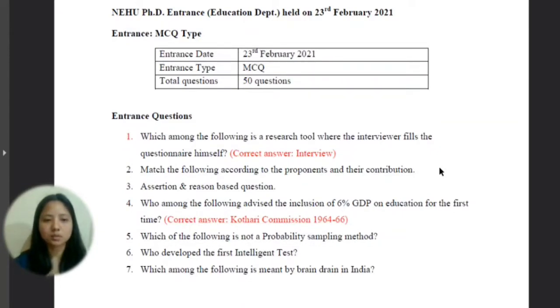One question was asked on who developed the first intelligence test. In the options, there were four names, and the correct answer was Alfred Binet. One more question was asked on which among the following is meant by brain drain in India. Brain drain here means when the educated and intellectual people of India, such as top level scientists, top level engineers, and top level doctors, leave India and settle down in some other country, benefiting that country but not India. Such a phenomenon is called brain drain.